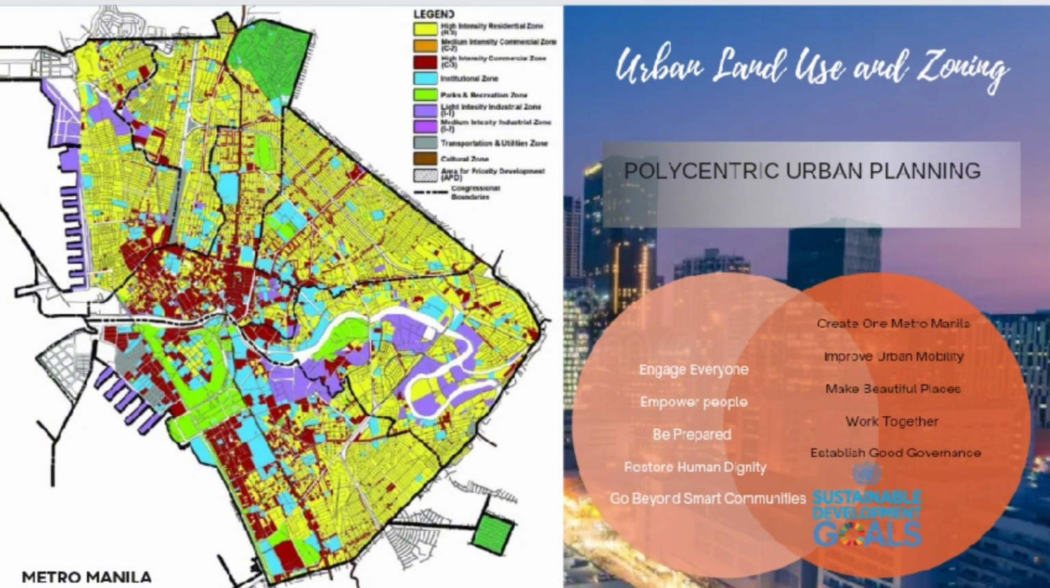The light violet, light intensity industrial zone, the dark violet, medium intensity industrial zone, the gray, transportation and utilities zone, then dark brown, cultural zone, and then the gray ones na parang may straight line are area for priority development. So the city of Manila used polycentric urban planning.